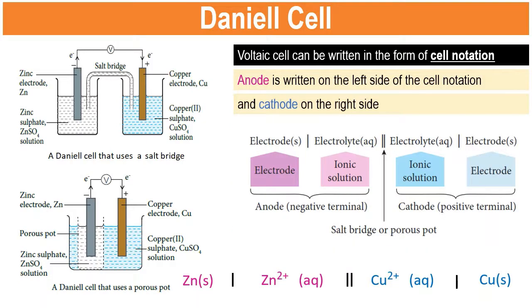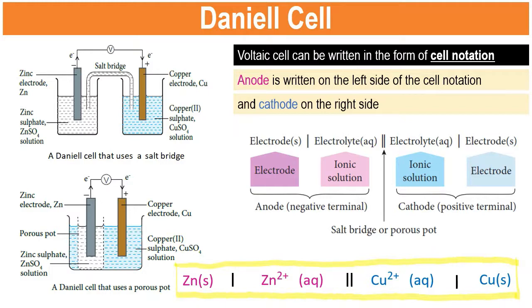Now, in this slide, we can see that the voltaic cell can be written in the form of cell notation. What is cell notation? This type of writing is called cell notation.